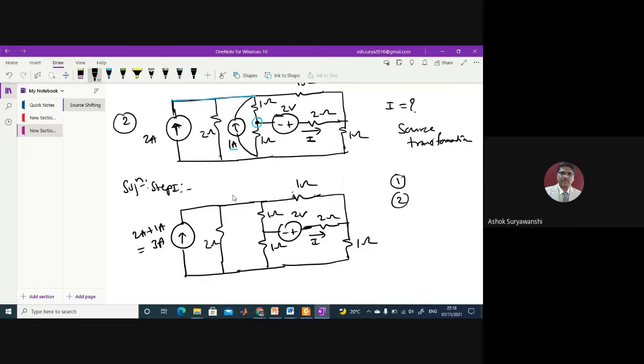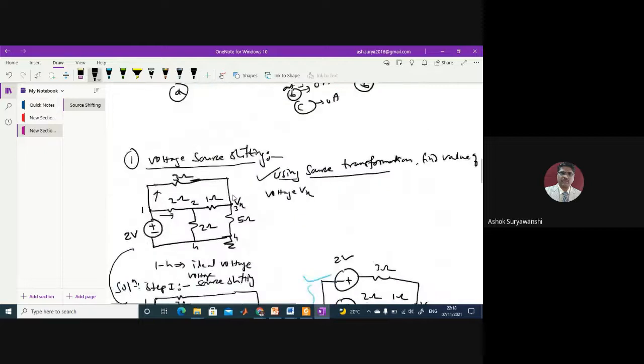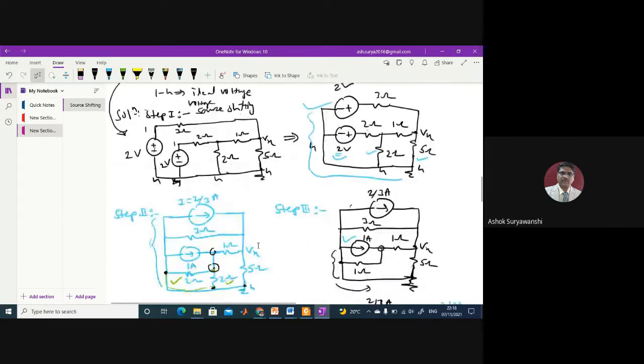So in case of the source transformation also, your hero is that component through which you are finding the current or across which you are finding the voltage. For example, in the previous example, we had to calculate the voltage Vx, and Vx is across the 5 ohm resistor. So this is your hero, because this hero should be there till the end of the movie. If the hero dies, that means disappears in the series parallel combination, then you will not be able to find out the required quantity, voltage or current.